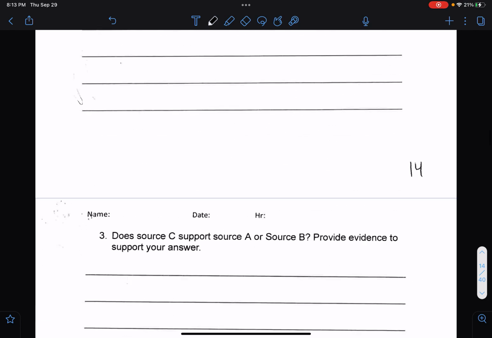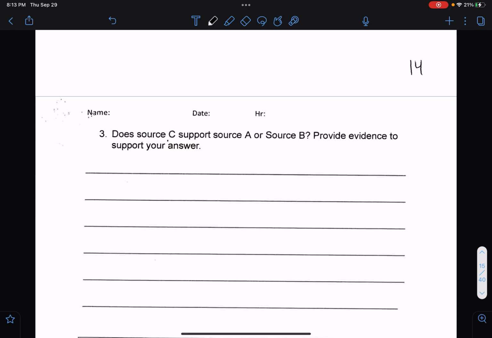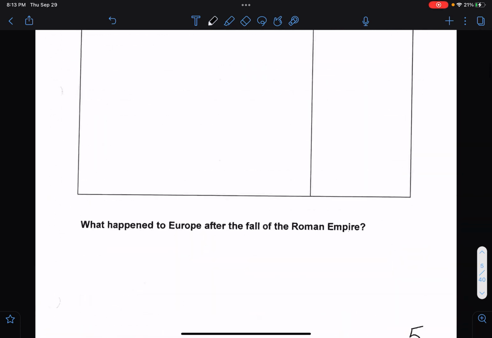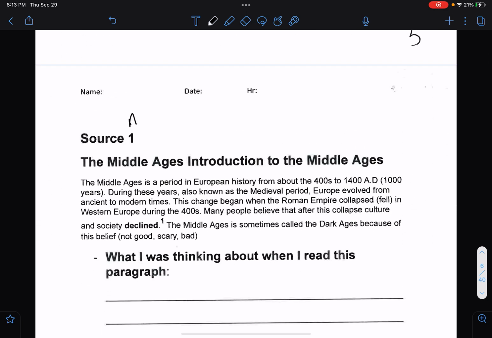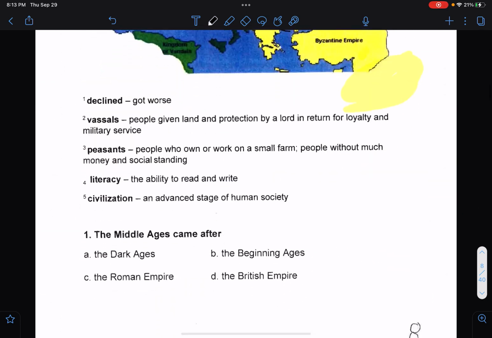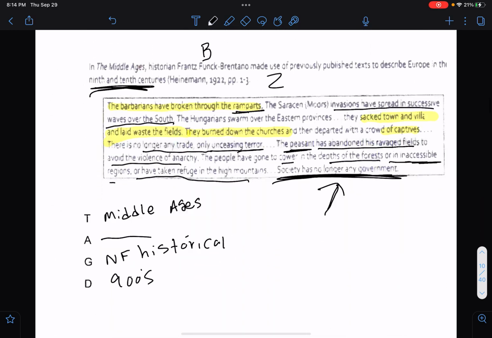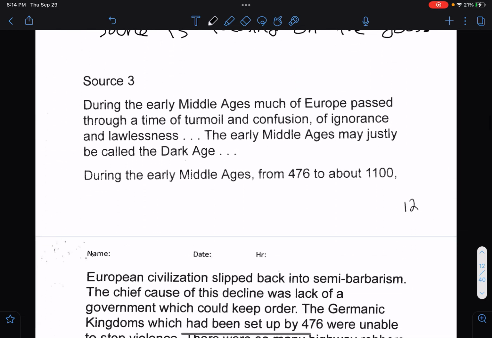Okay. And then source C is source 3. Source A is source 1. So source A is the first one that you did a couple days ago. This one, also known as source A. This is also known as source B. And this is going to be source C. So it'll be the same thing. Source C is source 3, source B is source 2, and so forth.